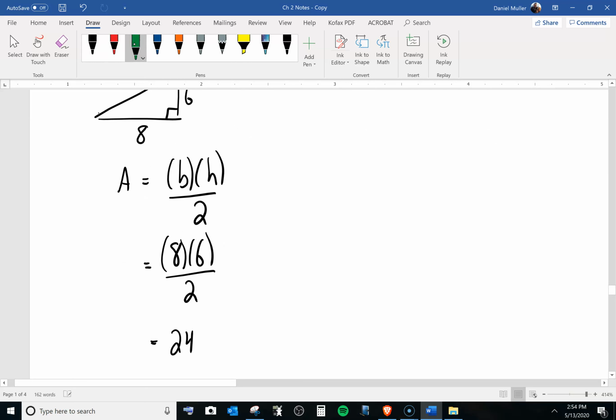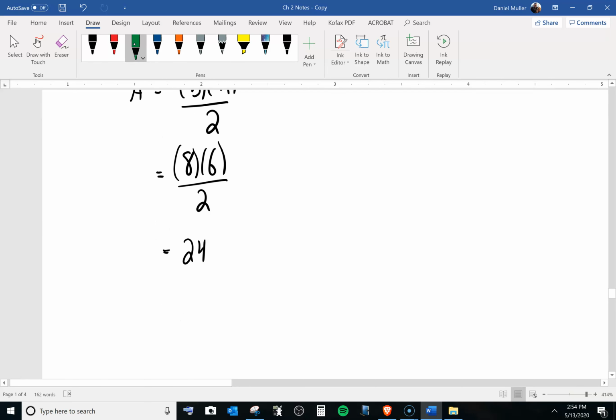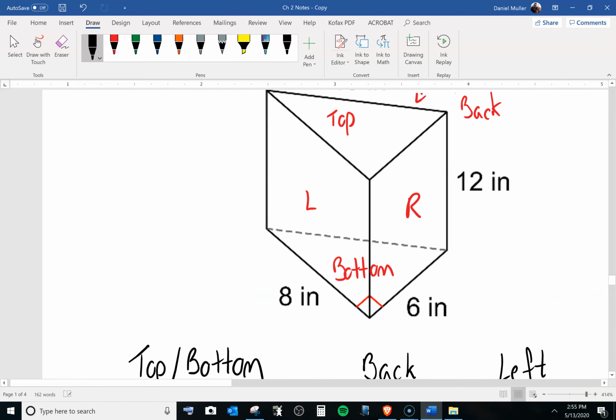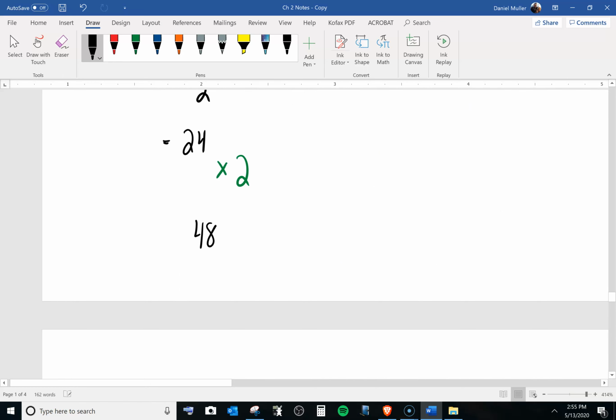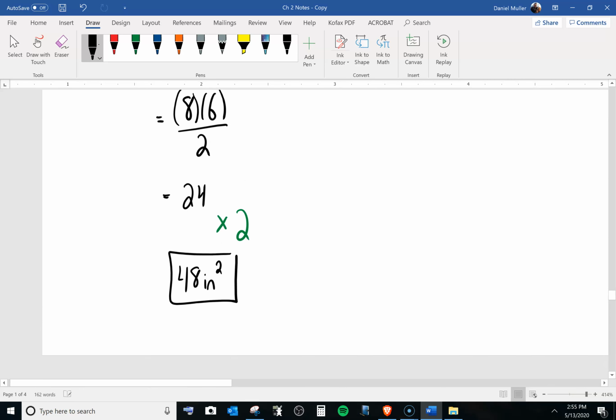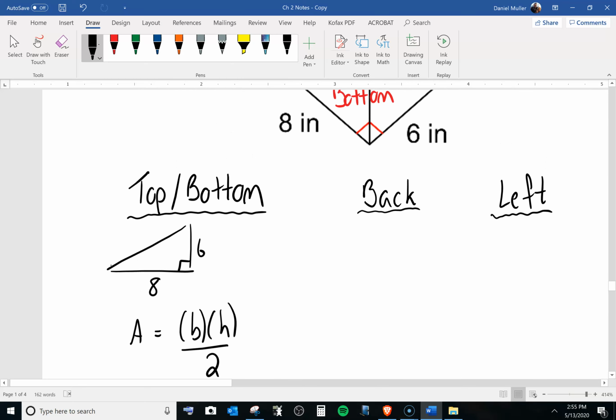So we're at 24, that's our bottom, but it's also the same as our top, so we have to double it. So we have 48, it's probably centimeters again, I don't know if I changed, inches, okay, there you go. Inches squared, because it's area, it's inches squared. Okay, so that's our top and our bottom. Taking care of that.